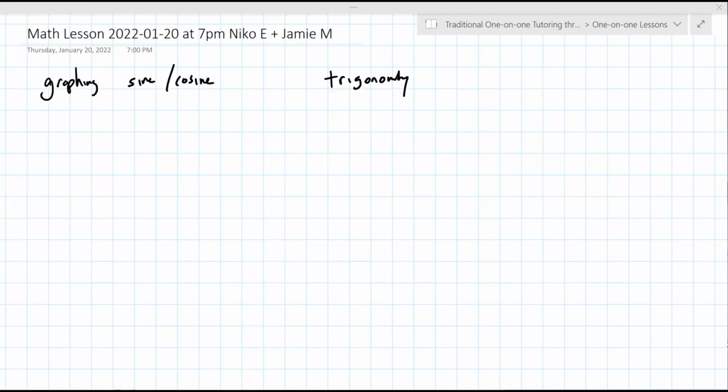Okay, so we're going to start with, have you heard or seen of the unit circle? Yeah, that was the last thing we did. Okay, so I'm going to actually snip in a unit circle first quadrant. And that'll help a lot here.